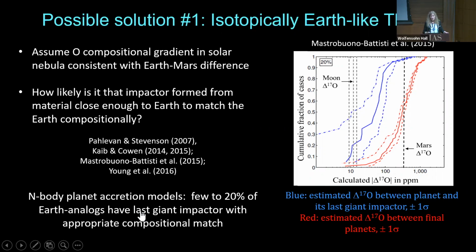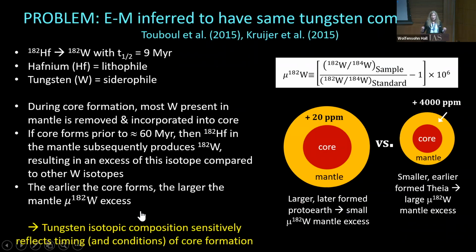And different works have gotten different answers. The most pessimistic say maybe 1% of the time you'd get this compositional match by virtue of having formed nearby. But the most optimistic cases, and I have the most optimistic estimate shown here in this plot, perhaps that likelihood might be 20%. Well, that doesn't seem too bad for a problem in astrophysics, 20% likelihood. So early on, this seemed very promising. And it was really an isotopic similarity developed or appreciated in 2015 that has changed the nature of this debate and made this type of solution much more difficult.